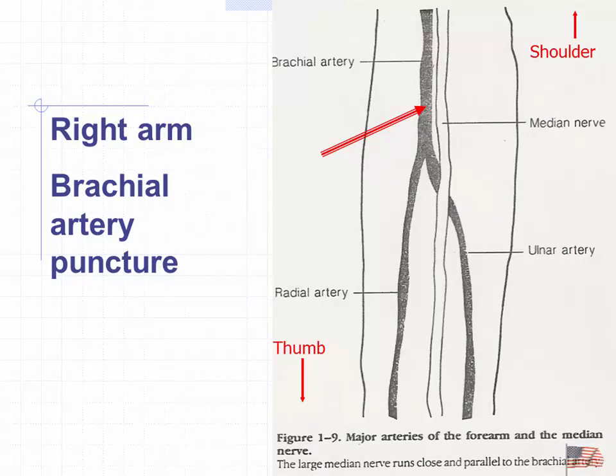Brachial, on the other hand, there's my brachial artery, you can see. But look how close it is to the median nerve. So you increase the risk of damage to that nerve, and by extension, anything that nerve would feel distally could potentially be affected.